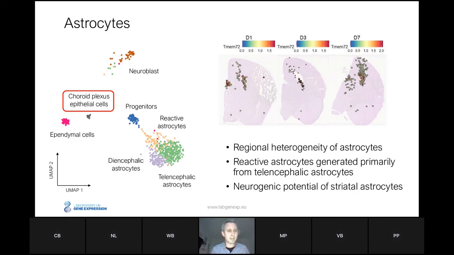for example, we had this very small cluster of cells which we were not sure about in terms of cell type identity, but when we visualized the markers of these cells, we immediately saw where they are localized and that they are probably the choroid plexus epithelial cells, which the other markers then confirmed as well.